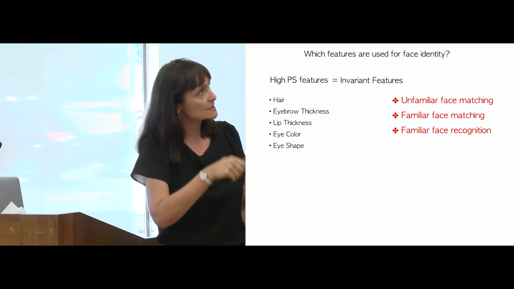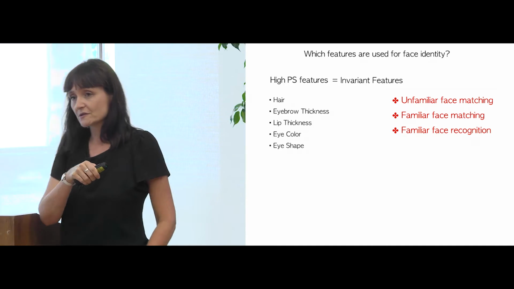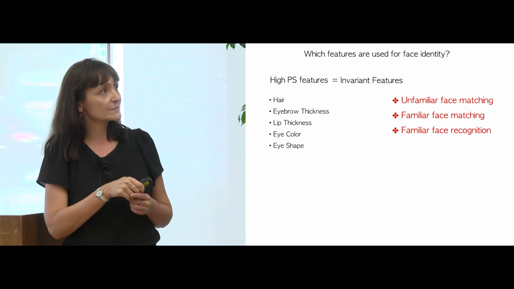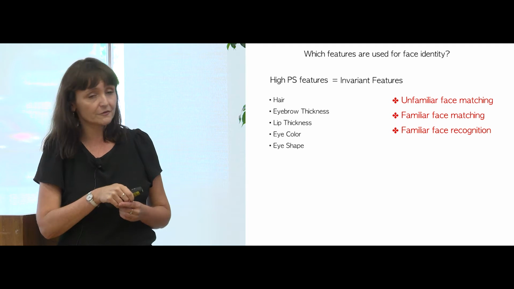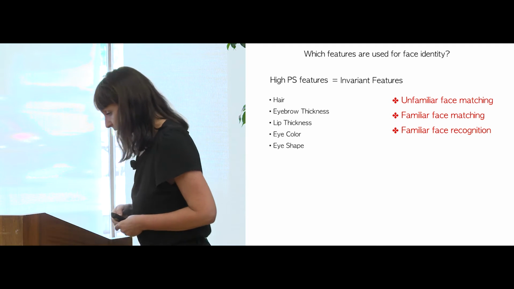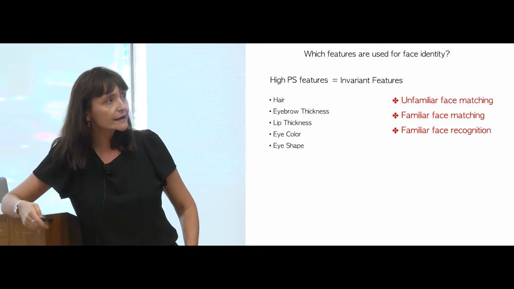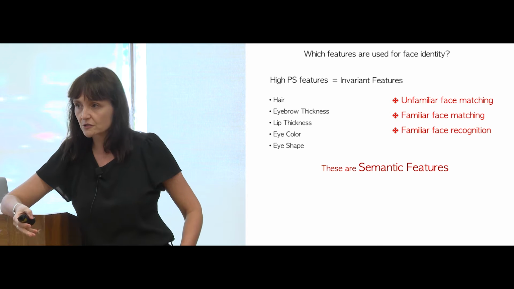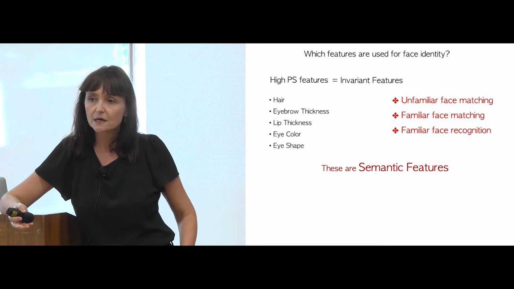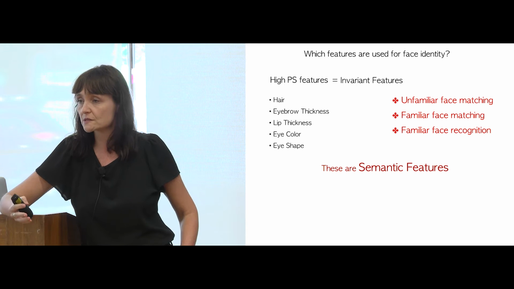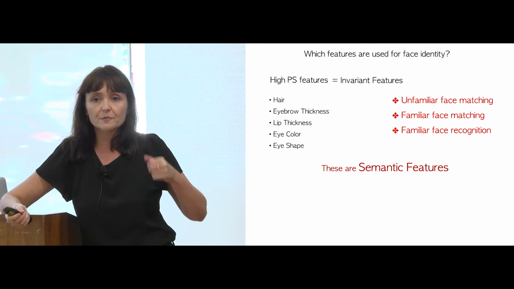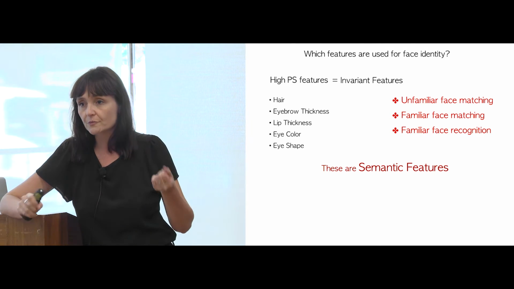OK, so we have those high PS features. They seem to be invariant features. They seem to be critical for unfamiliar face matching, familiar face matching, and familiar face recognition. But one thing that may bother you, and also bothers us, is the fact that these are high-level features, and they're also semantic features. The reason we use semantic features is because we needed to communicate the task that we wanted our subjects to do. So it's easier to tell them, compare eyebrows, compare noses, compare lips.